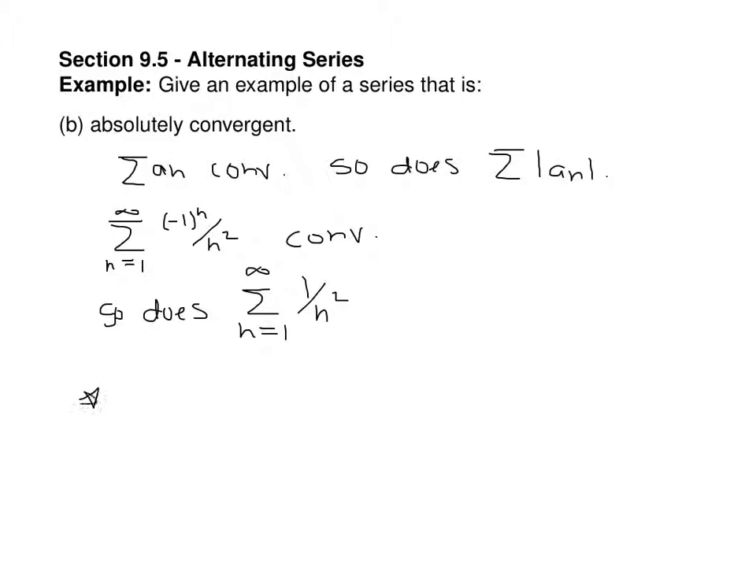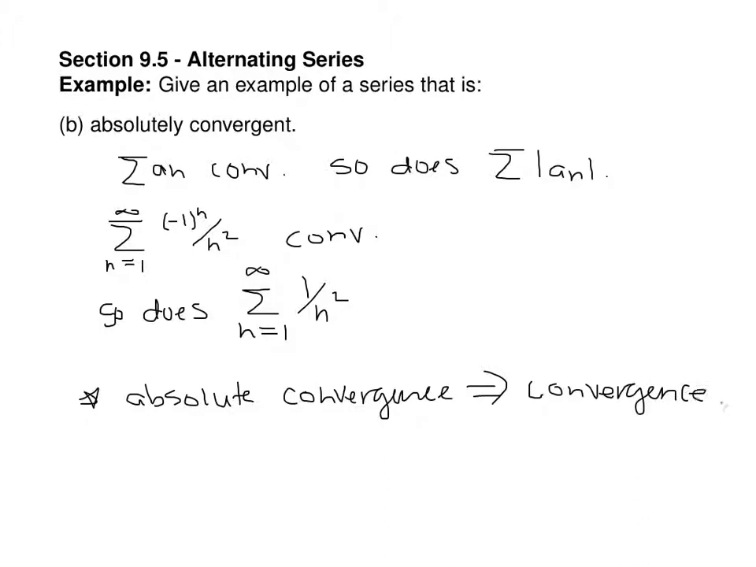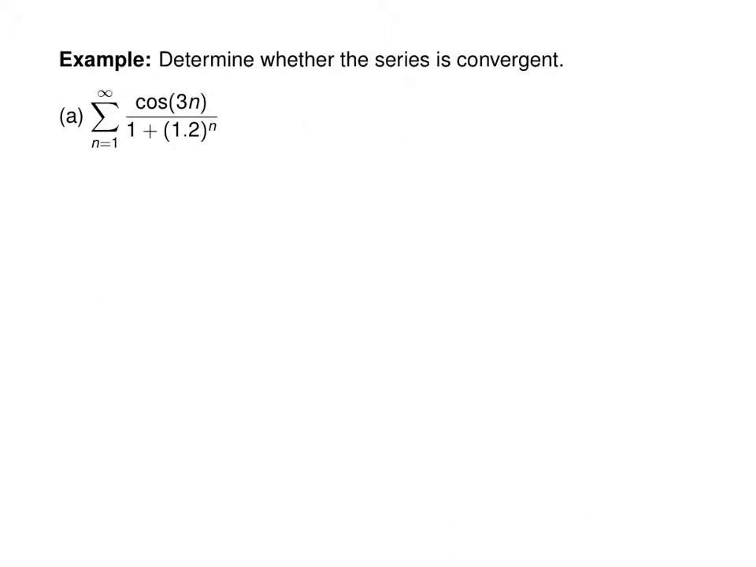And one thing to recall is that absolute convergence implies convergence. In other words, if the sum of the absolute values of a sub n's converges, that implies that the sum of a sub n's converges. And we can use that in conjunction with the direct comparison test to show that this series is absolutely convergent.